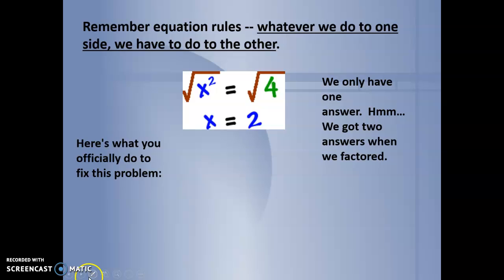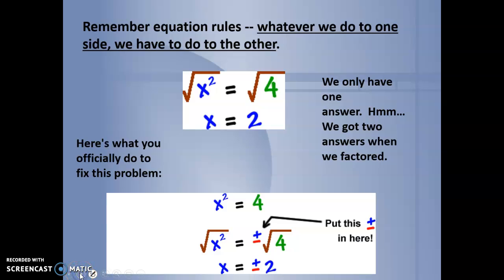Well, we have to remember that when we have a square root, there are actually two possible answers. The two possible answers are either a plus or a minus. Think about it. Positive 2 times positive 2 equals 4. But negative 2 times negative 2 also equals 4. So whenever we take the square root of a number, we need to indicate that there are two answers by using this symbol, plus or minus.